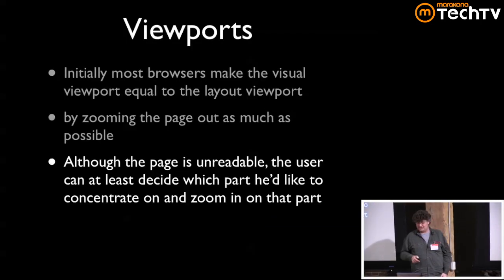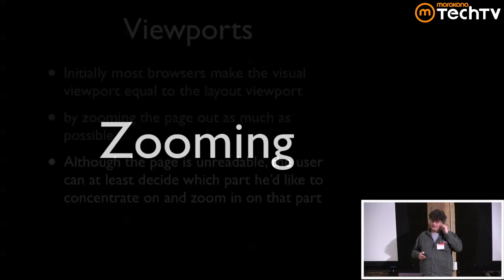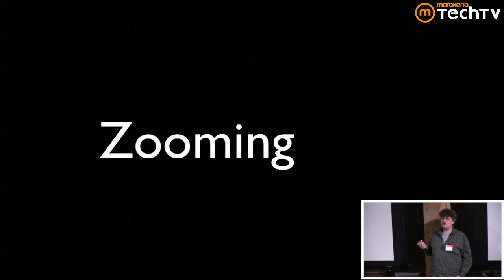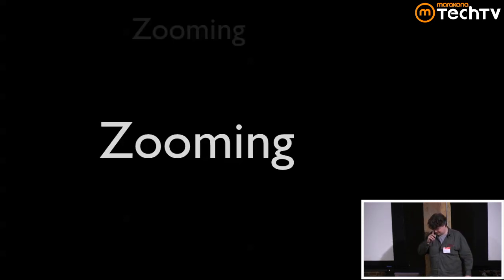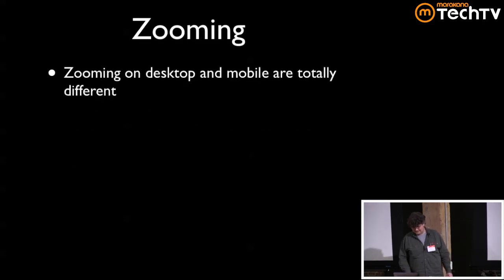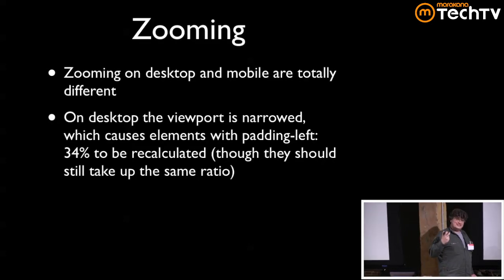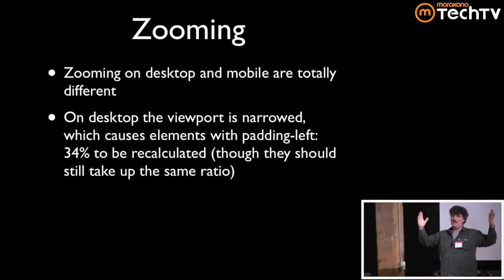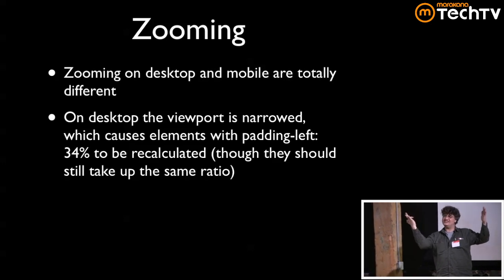So the page is unreadable, but the user can zoom. Which brings us to zooming. What you have to realize here is that zooming on desktop is completely, totally, utterly different from zooming on mobile. I'm kind of guessing most of you intuitively understand that, but let's dig into it a bit deeper. If you zoom on desktop, you have the browser window, and you zoom in, which basically means that fewer CSS pixels fit in the browser window, which influences your layout a bit.